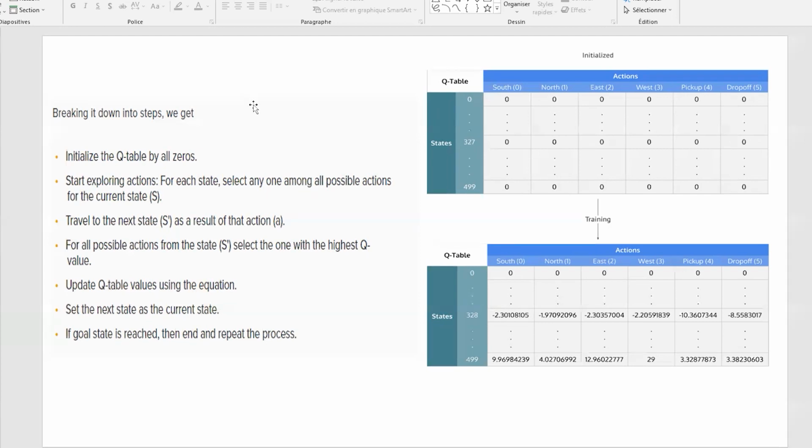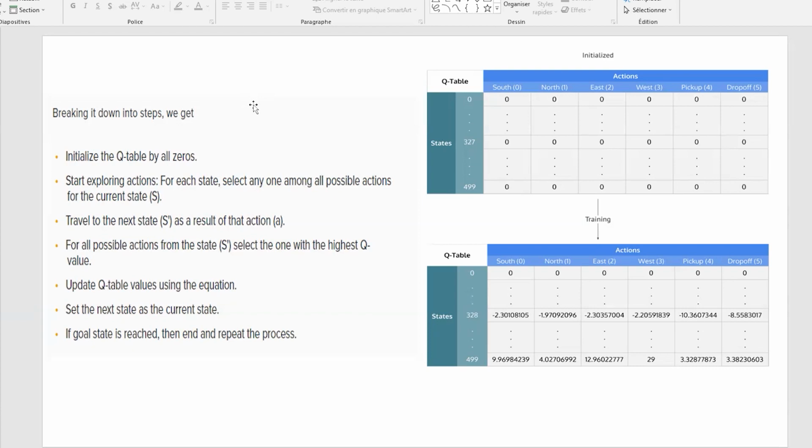So the agent will start exploring the actions. For each state, select any one amongst all possible actions for the current state, and then travel to the next state, which is S prime, as a result of that action A. For all possible actions from the state S prime, select the one with the highest Q value. Every time he will be updating it, and if he comes back to a given state, he will simply choose the one with the highest value to move on, and then proceed by updating the Q values using the equation that was given, which is the Bellman equation. Then set the next state as the current state and repeat the process. If the goal state is reached, end; if not, repeat the process.